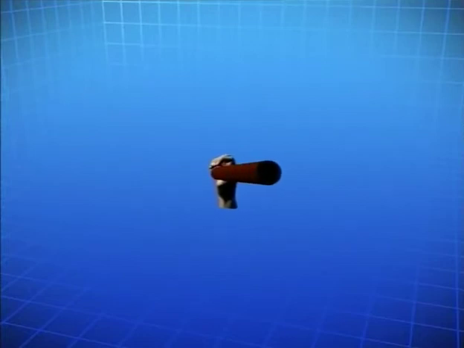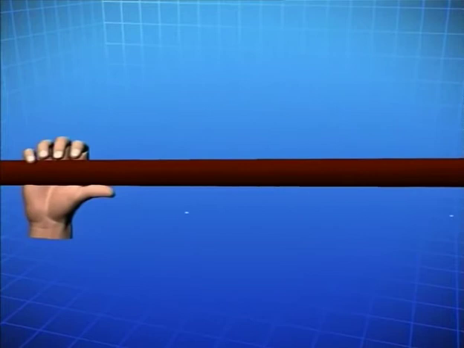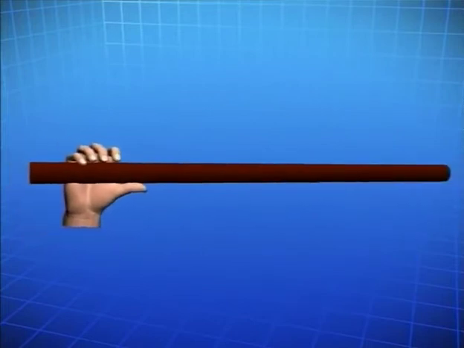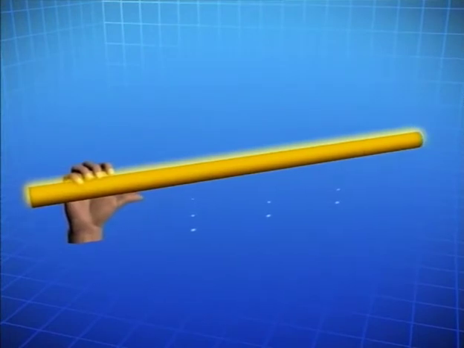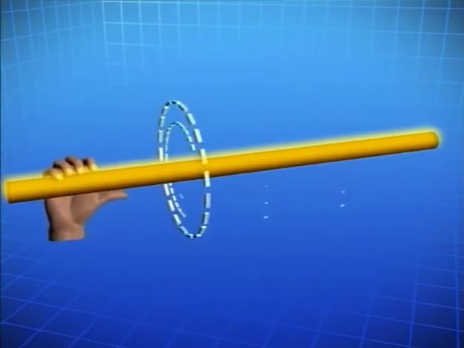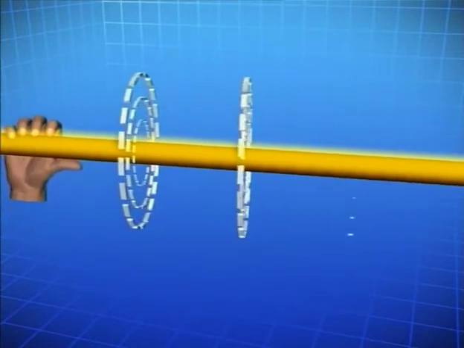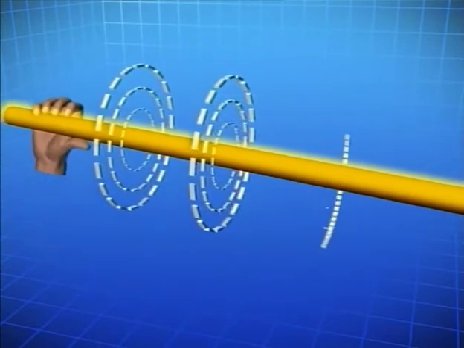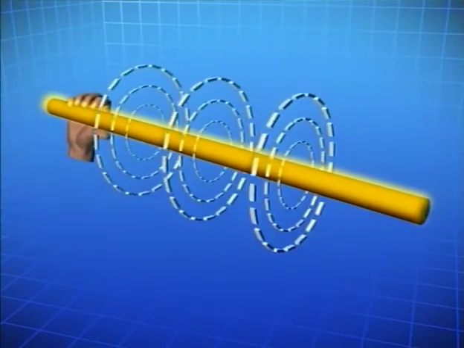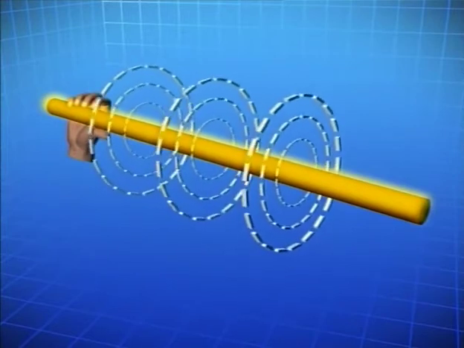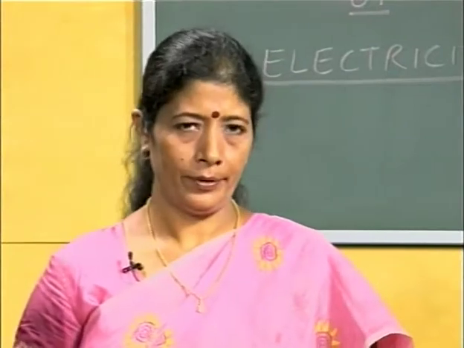Imagine that you are holding a current carrying straight conductor in your right hand in such a way that the thumb of that hand points towards the direction of current. Your fingers will be wrapped around the conductor in the direction of the field lines of the magnetic field. This is called the right hand thumb rule. You need not hold the wire really, just imagine it. Let us do one example.